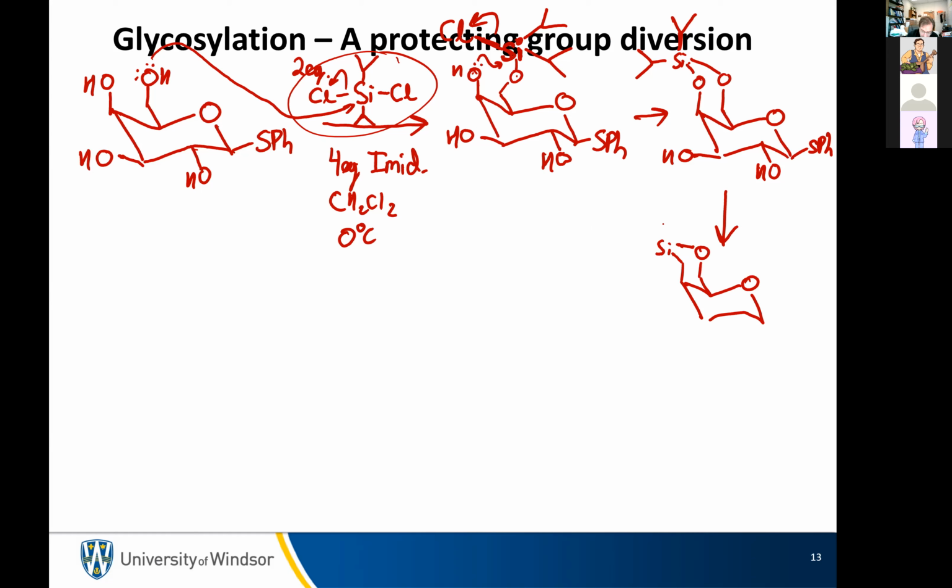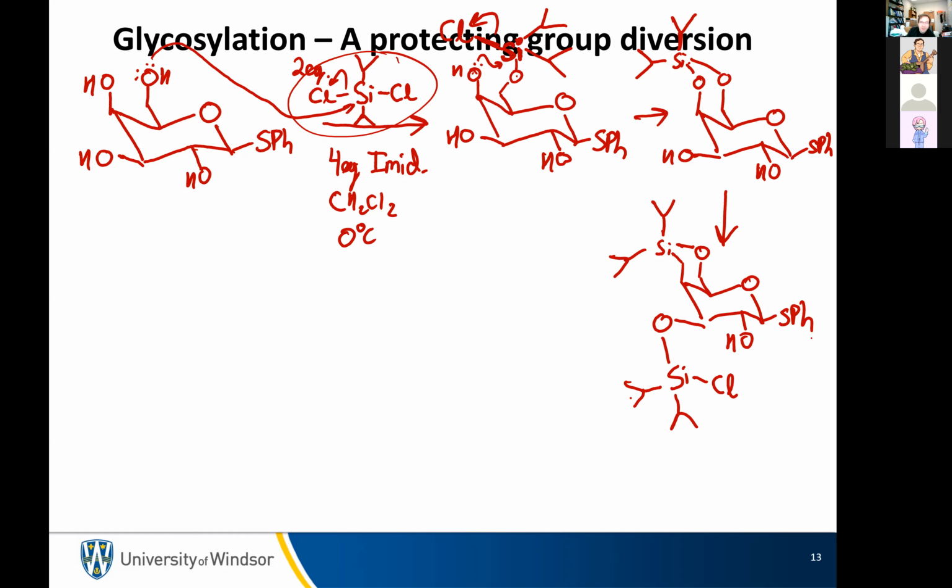There, I was trying to draw a 7-membered ring, Hazel, for no particular reason. Sorry, what? I was trying to draw a 7-membered ring there for a moment for no particular reason. So it's very easy to forget how big your rings are.